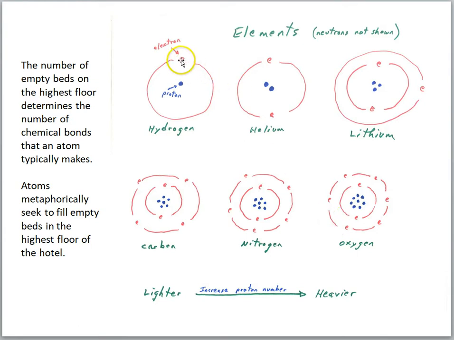Hydrogen has 1 electron, but it has room for another in this first floor of the hotel. Hydrogen tends to make 1 chemical bond. Helium's bottom floor of the hotel is already fully occupied. Helium tends to not make chemical bonds. Carbon has 4 empty beds on its highest floor of the hotel. Carbon tends to make 4 chemical bonds.